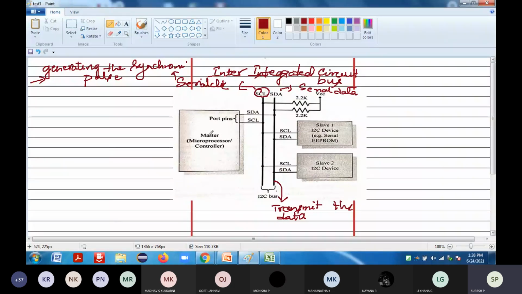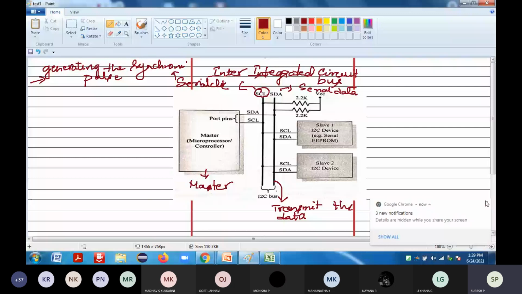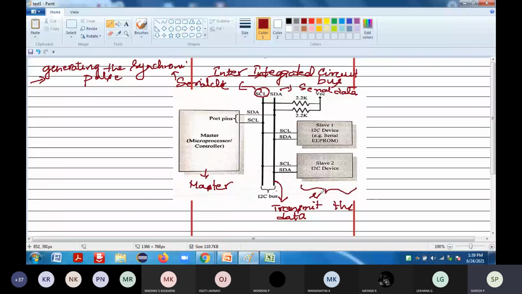It is a shared bus, and it has two different types of devices: one is the master, the other is the slave. You can see it here. This microprocessor will be your master. The devices connected to that particular master are the slaves. So the microprocessor becomes the master device, whereas the others become the slave devices.